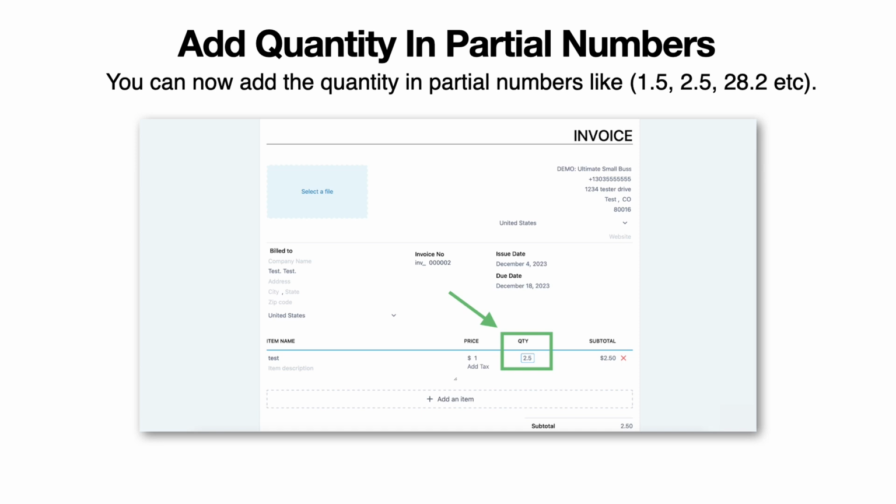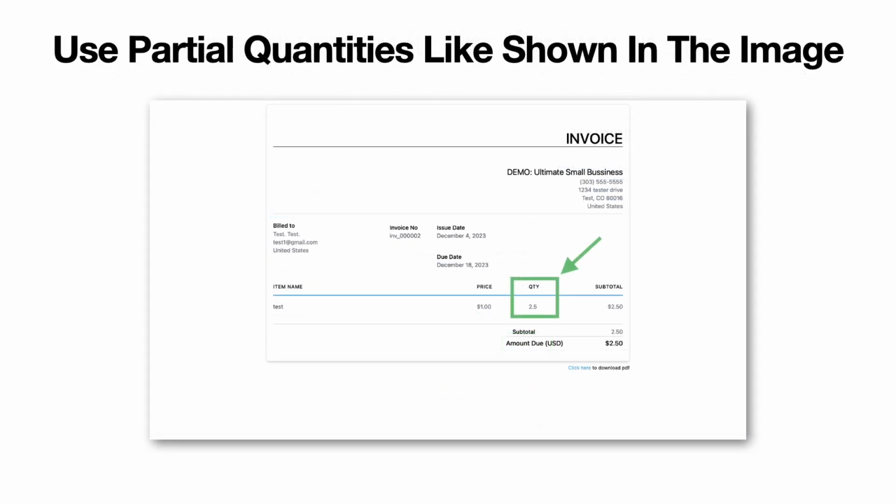So anything like 1.5, 1.2, a half, anything like that. This really makes invoicing easy and convenient. So as you can see here in this image, we're using 2.5 as the partial quantity for this invoice. It's that easy.